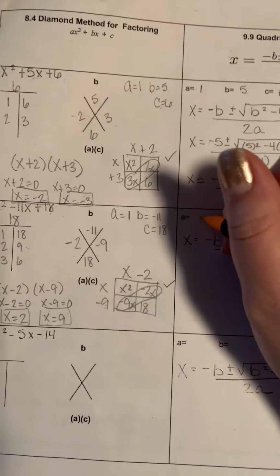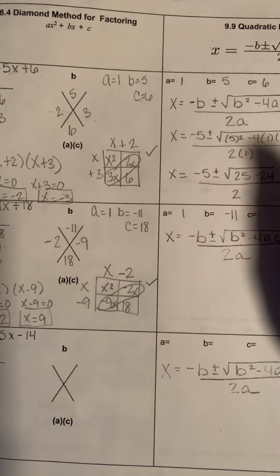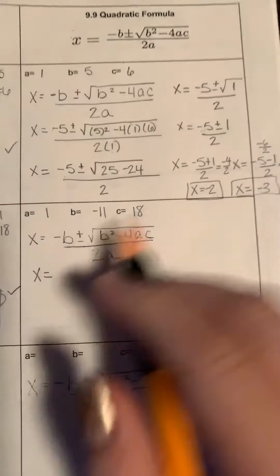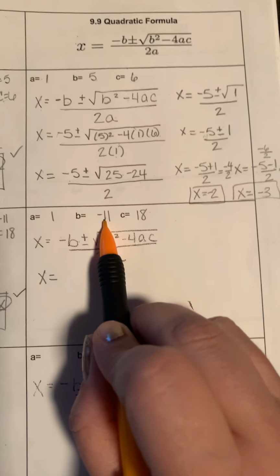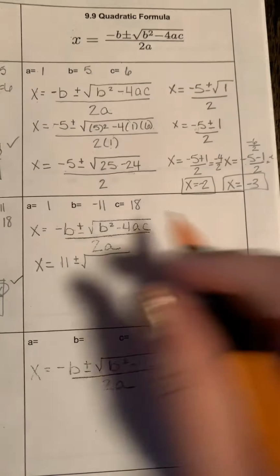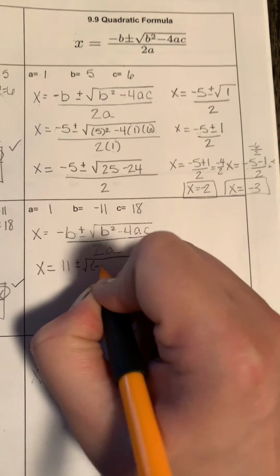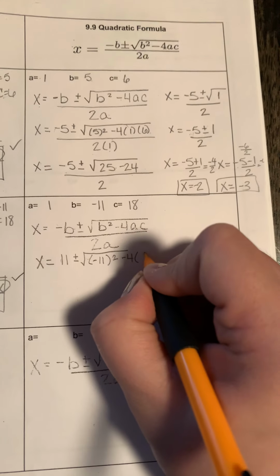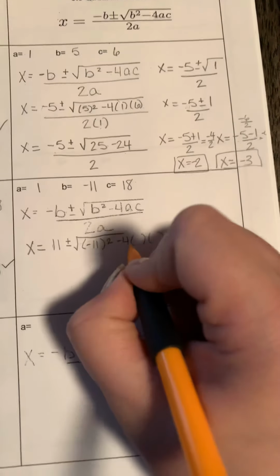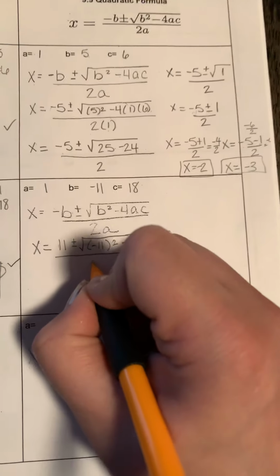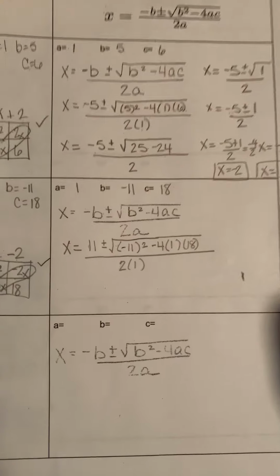So a was 1, b was negative 11, and c was 18. So x is equal to the opposite of b. Well, b is negative 11, so the opposite of a negative 11 is positive 11, plus or minus square root of b squared, put it in parentheses, minus 4 times a times our c. A is 1, c is 18, all divided by 2 times our a, which is 1.